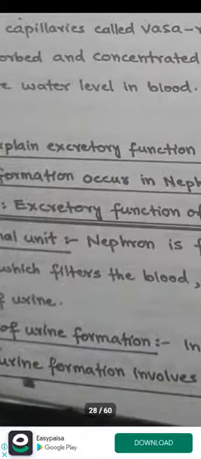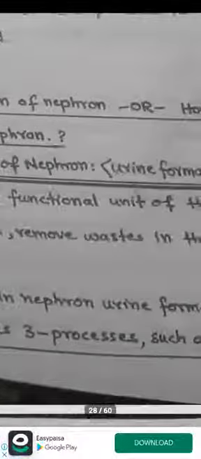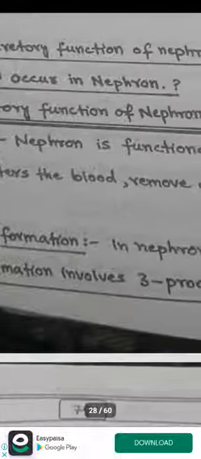Question number 9. Explain the excretory function of nephron, or how urine formation occurs in nephron. Answer: excretory function of nephron, urine formation.